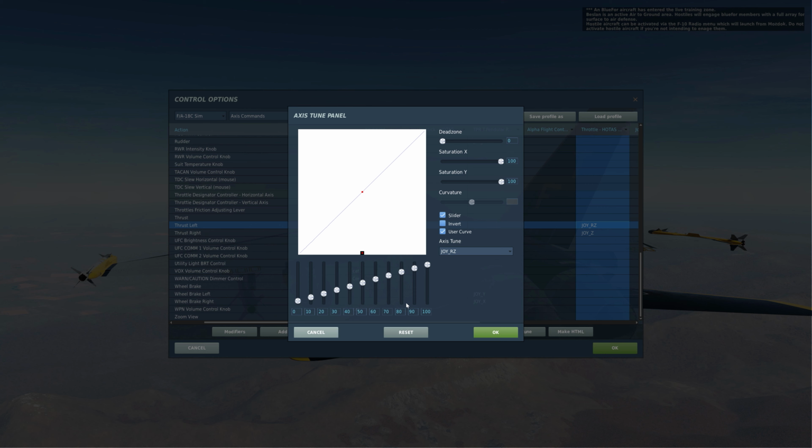Okay, now I'm going to make the slightest touch to the throttle. I don't even think that you'll be able to see it move if you were sitting here next to me.